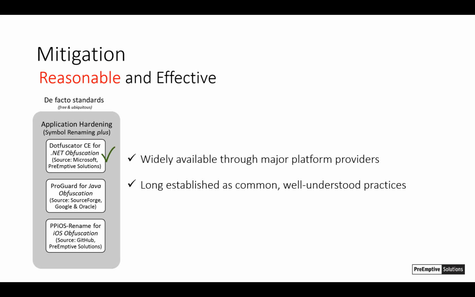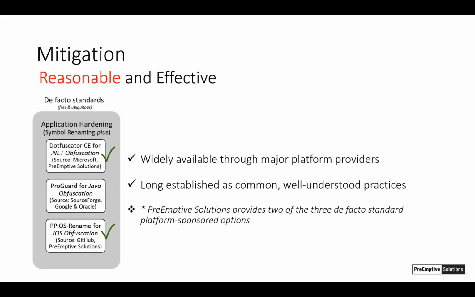Since 2002, Sun and now Oracle and Google recommend ProGuard, a SourceForge open source obfuscation project for both Java and Android applications for processing sensitive licensing or financial data. And the same holds true for iOS. A similar open source obfuscation project on GitHub began in 2004. This initial project, ClassGuard, has recently been supplanted by PPiOS-Rename from Preemptive Solutions. In fact, it may be worth noting that not only is there broad consensus on the merit of obfuscation, 2 of the 3 de facto standard technologies are in fact developed by one entity, Preemptive Solutions.